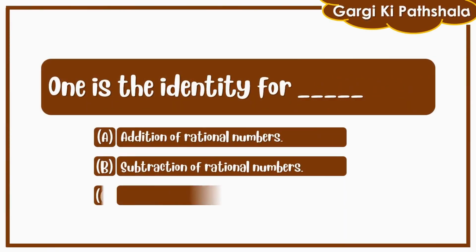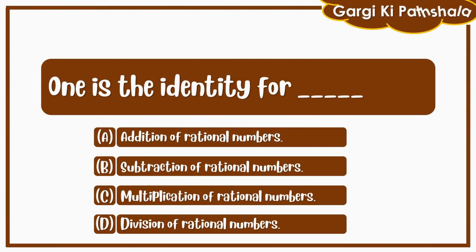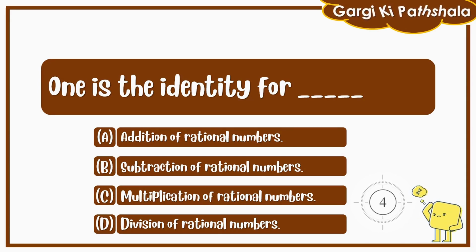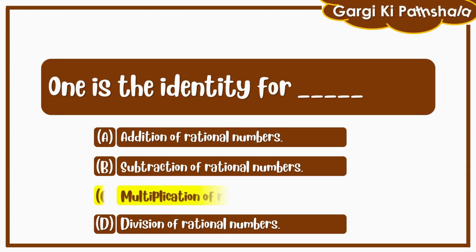One is the identity for: A. Addition of rational numbers, B. Subtraction of rational numbers, C. Multiplication of rational numbers, D. Division of rational numbers. The answer is C. Multiplication of rational numbers.